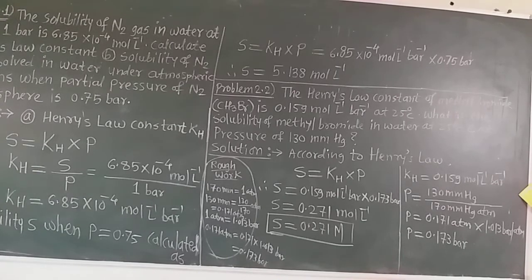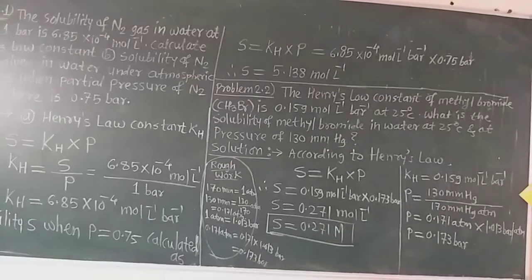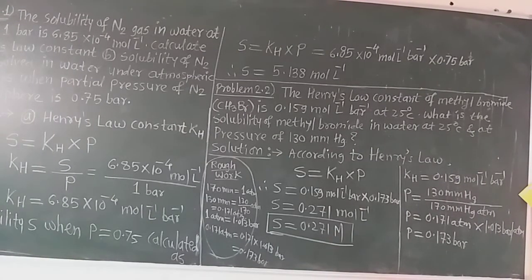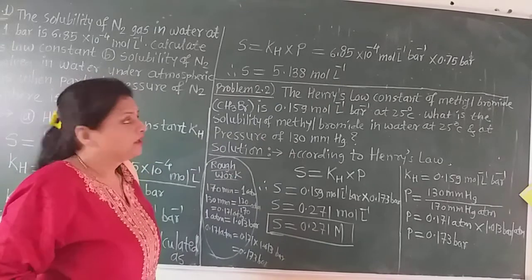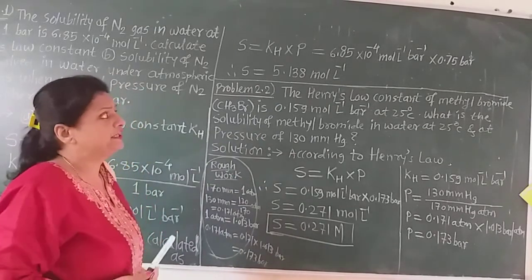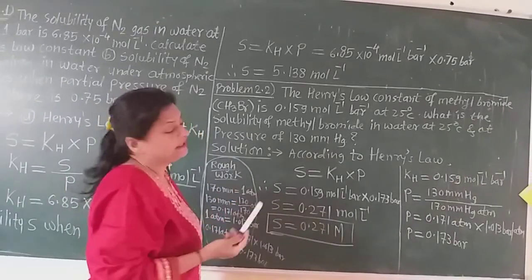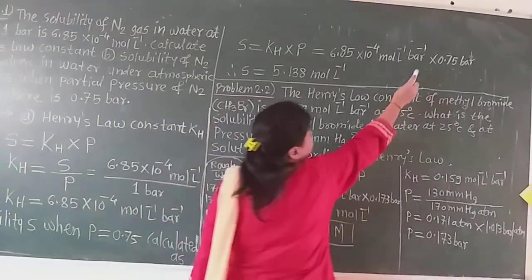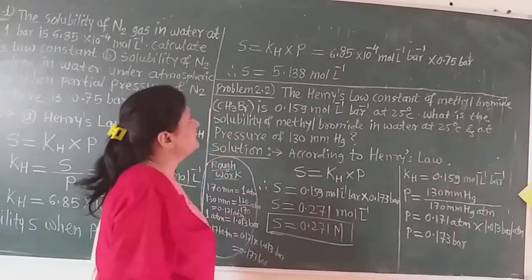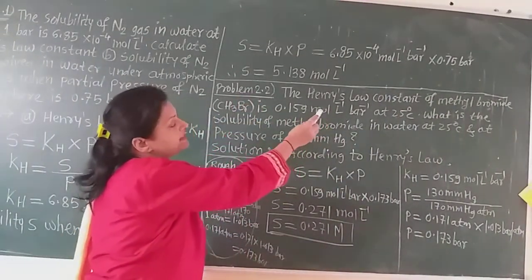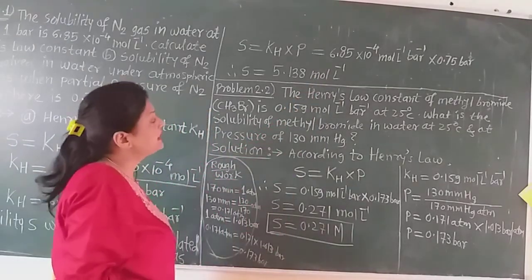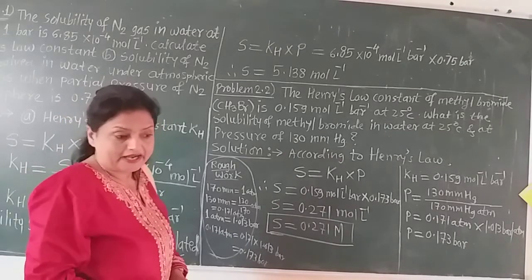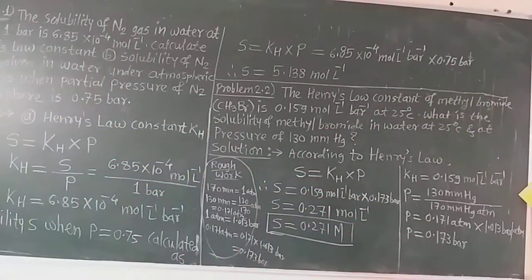Now see, students, the solubility S can be calculated. S is equal to KH into P. The value of KH we calculated is 6.85 into 10 raised to minus 4 moles per liter per bar, and the value of pressure is 0.75 bar. Now per bar and bar get cancelled. What remains? The solubility S is equal to 0.75 into 6.85, into 10 raised to minus 4, which remains.